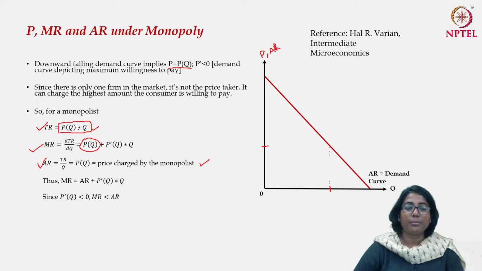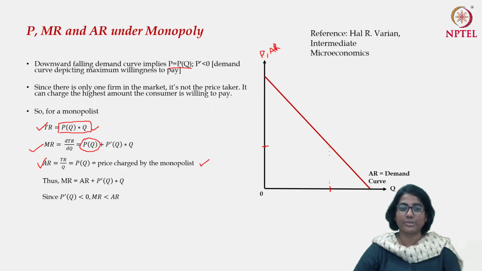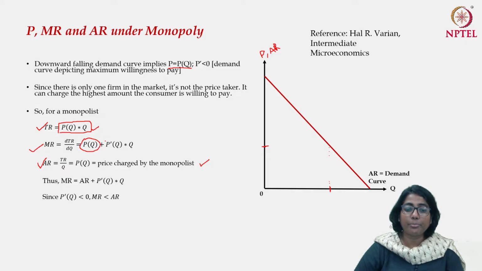Plus, in the product rule, in the second term I keep Q constant and take the derivative of P(Q) with respect to Q. That gives me P prime(Q). So in the second term, what we get is P prime(Q) multiplied by Q. So this is what I should get. This is the marginal revenue.